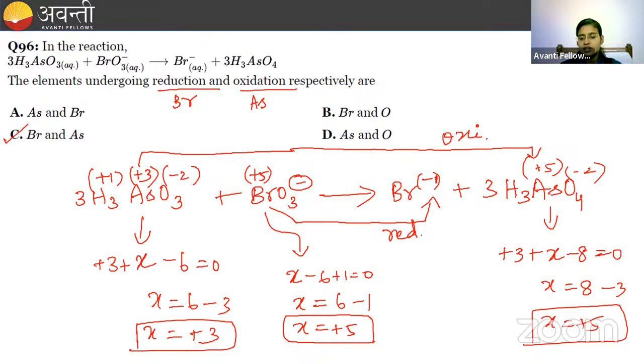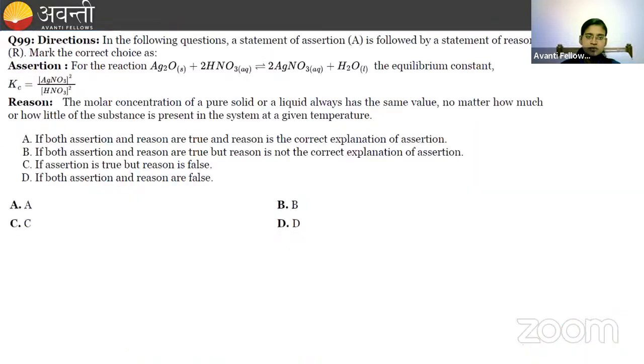Okay. So now let us go for next, the last question of the session. So there are two statements, assertion and reason given to us, and we need to find out the correct answer from the 4 options. So let me read out the assertion first. For the reaction, the equilibrium constant Kc is given. So let us check whether it is correct or not.